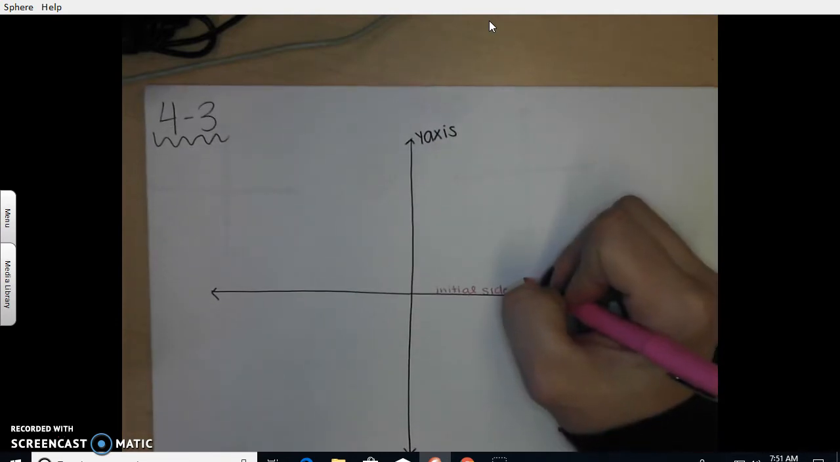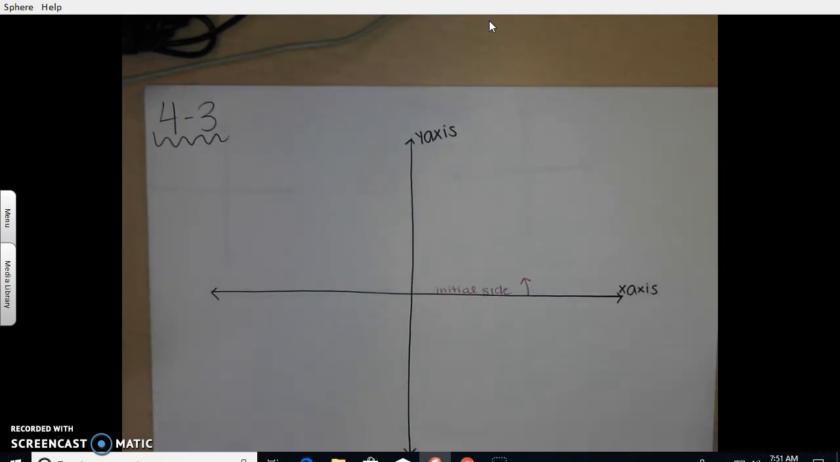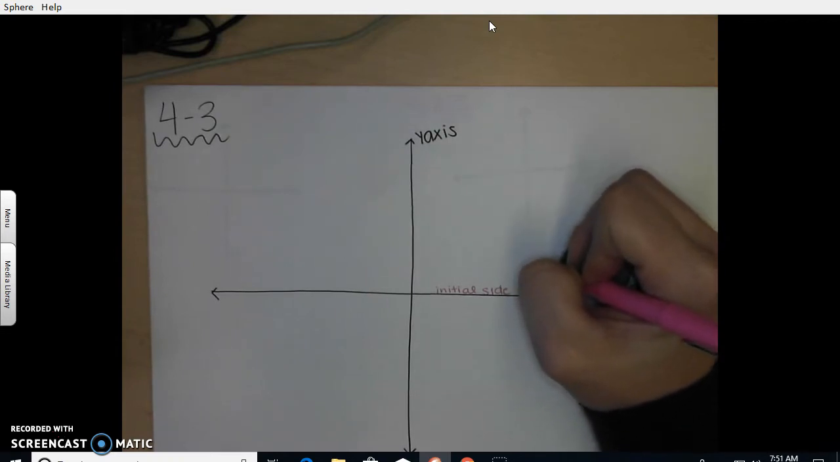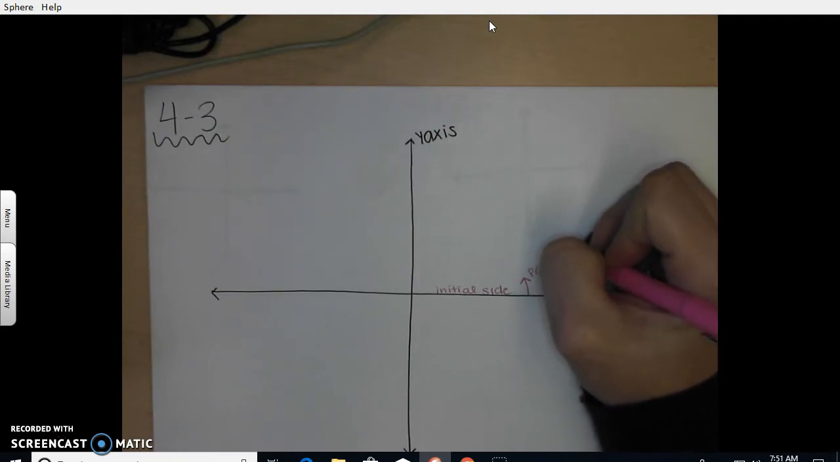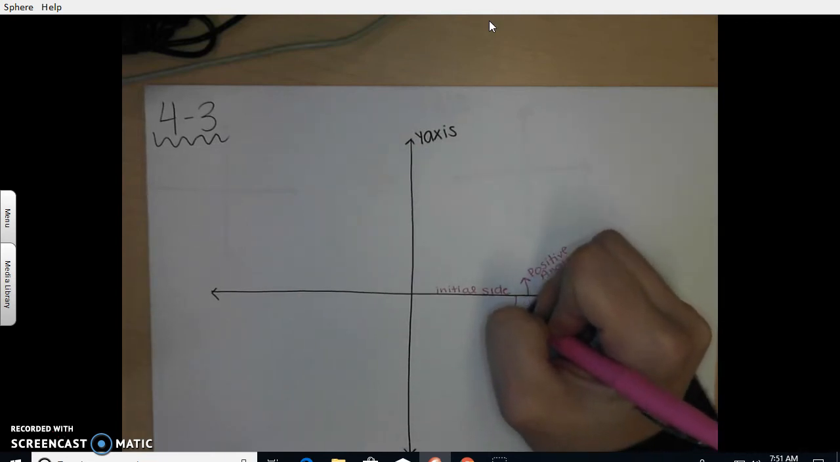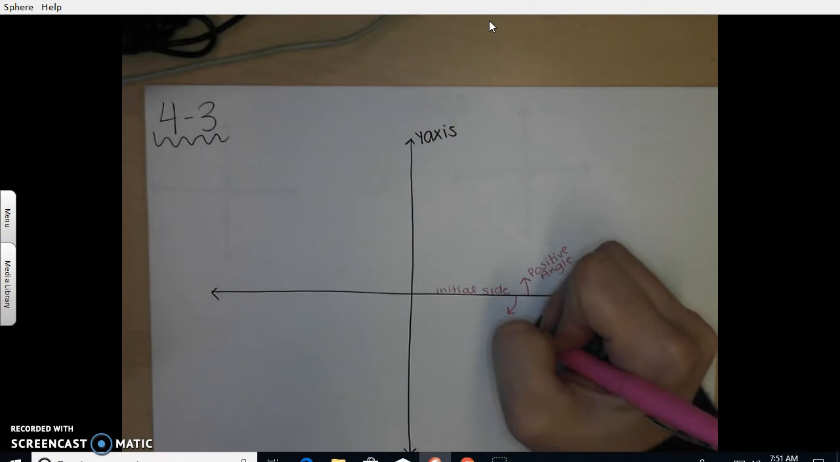If we go counterclockwise, this will be a positive angle. And if we go clockwise, we will have negative angles.